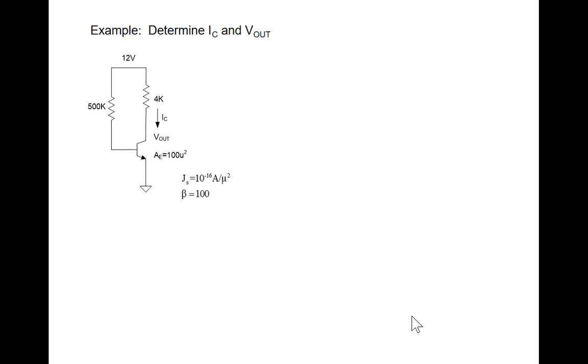So I have 0.6 volts here. I have beta IB, and the collector is tied to a 4K resistor up to a 12 volt voltage source. And the base is tied to that same 12 volt voltage source through a resistor of value 500K.